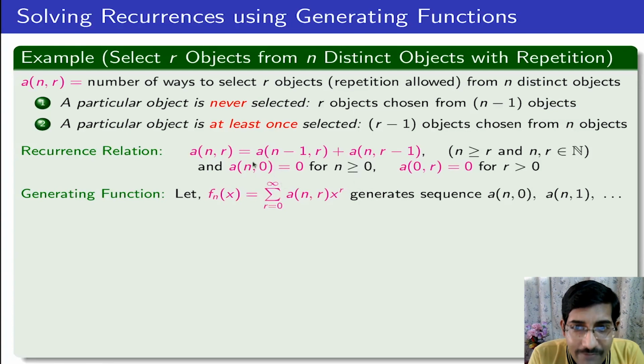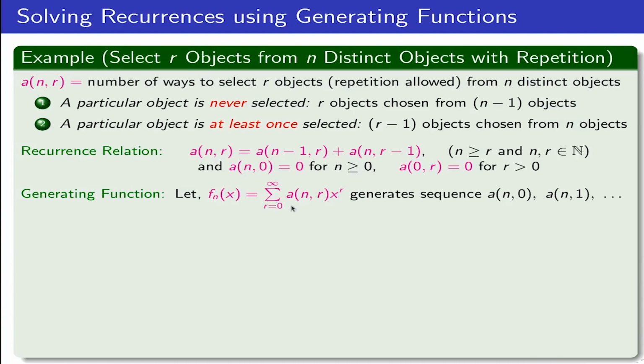So let us try to see what we want. I want a(n, r). So let us try to have a sequence with respect to n and with respect to r, such that if I can solve this generating function, then my x to the power r-th coefficient would be my answer. Now, how can we solve this generating function? How can we express this expression using the generating function?